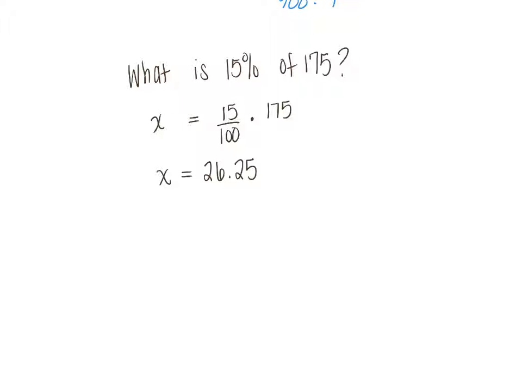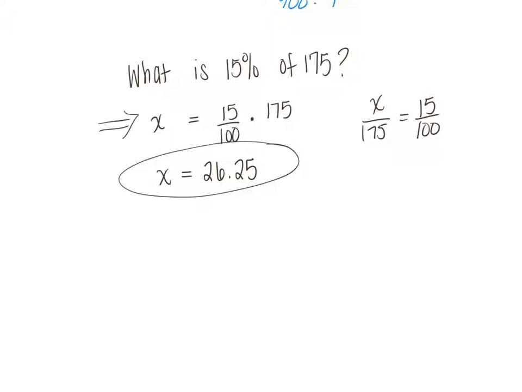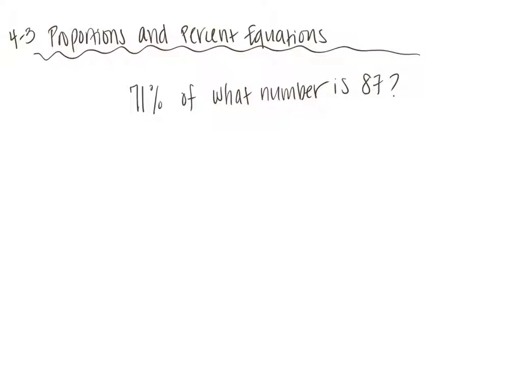All right, hopefully you set your problem up just like this, or alternately, you could have said that x over 175 is equal to 15 out of 100. That works too. This is ultimately what you should have had for your x. Well done. Let's move on to the last way that I might see proportions and percents. All right, let's look at this one.